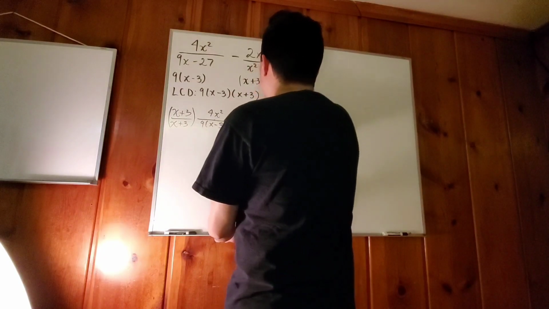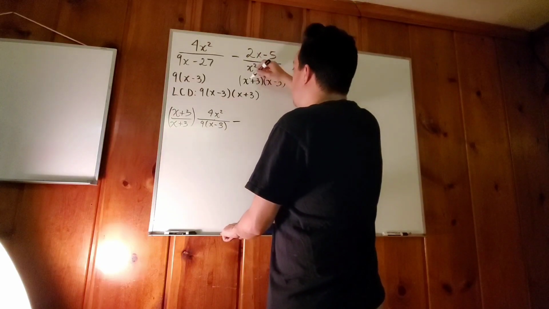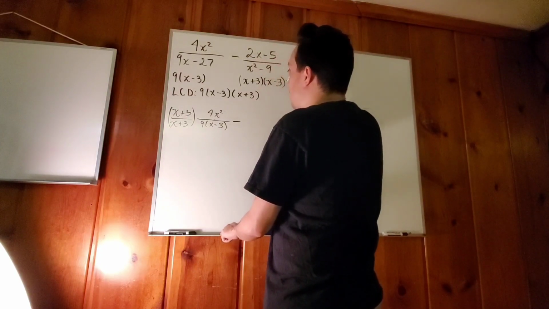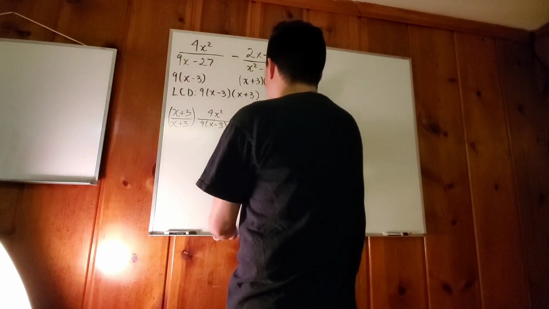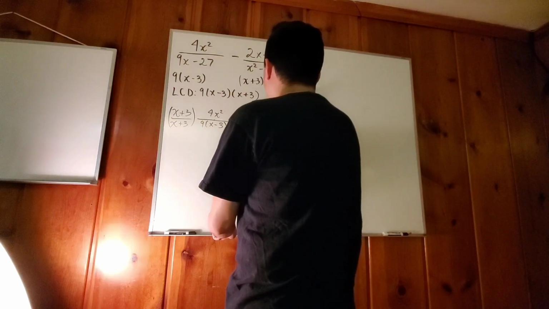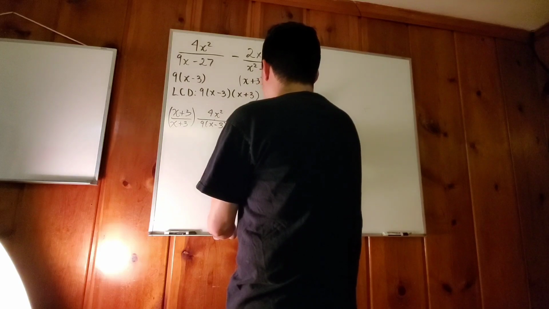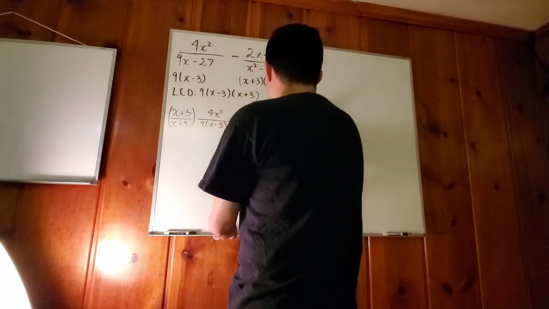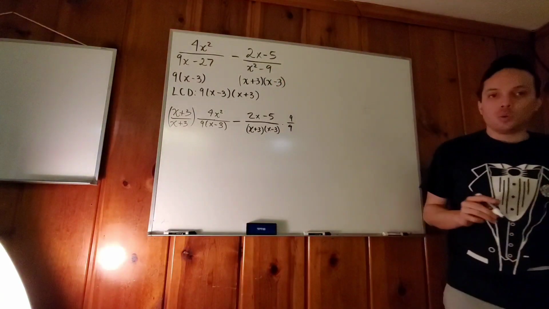And then minus, and then in here, 2x minus 5, x squared minus 9, which is the same thing as x plus 3, x minus 3. We're going to multiply that by 9 over 9. And so it's going to be 2x minus 5, x plus 3, x minus 3 times 9 over 9. So that's what is going to be there.